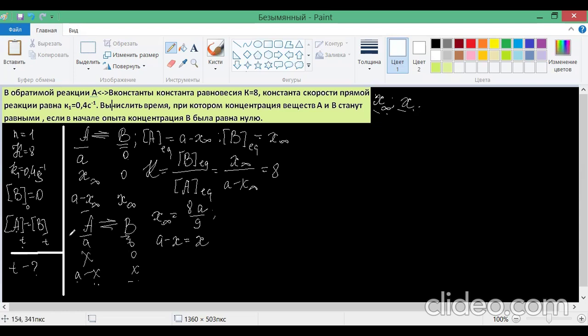And according to the problem, these two concentrations are equal to each other. It means that double X is equal to A, and X equals half of A. Okay, now we are ready to proceed to the calculations using this main formula for reversible reactions.